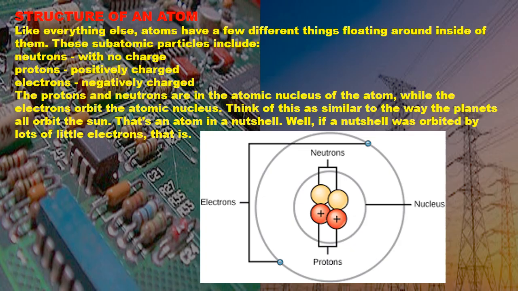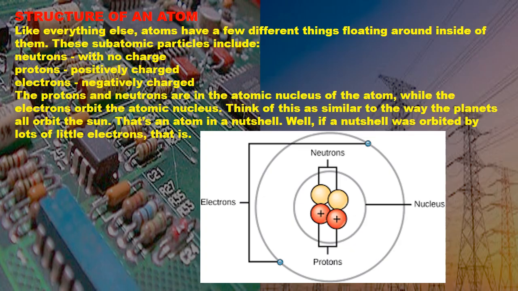Okay, now let's look at the structure of an atom. Like everything else, atoms have a few different things floating around inside of them. The subatomic particles include neutrons with no charge. Neutrons do not have any charge and are present in the nucleus. Protons are positively charged, and they are present in the nucleus. So protons and neutrons are in the nucleus. Electrons have a negative charge. So they orbit the nucleus of the atom.